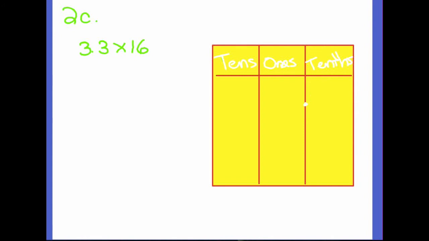Okay, the whole difference between the problems we've been doing in the past and the problem we're doing right now is that it has a decimal. And we want to get rid of the decimal. So what do I need to do to 3 3/10 to get rid of the decimal?